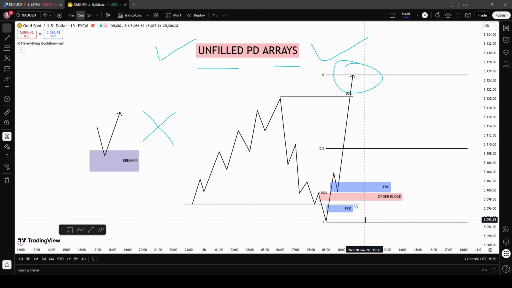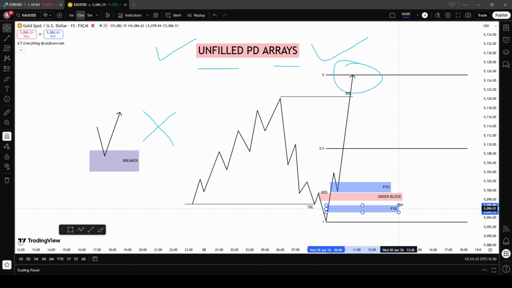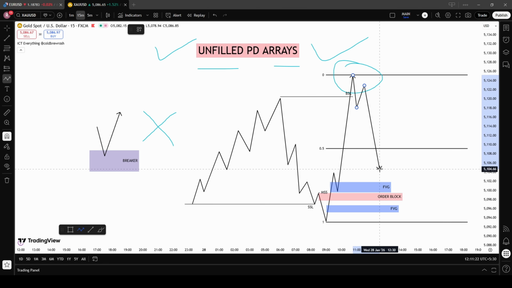Now that buy-side liquidity has been swept, let me explain how we are going to use these unfilled PD arrays. Suppose you plan an entry from the buy-side liquidity, and you are planning a short trade. You align your bias, you plan your entry, everything makes sense. At the time of targeting, instead of randomly targeting swing lows, I want you to target those unfilled PD arrays. Those unfilled PD arrays become your primary targets.